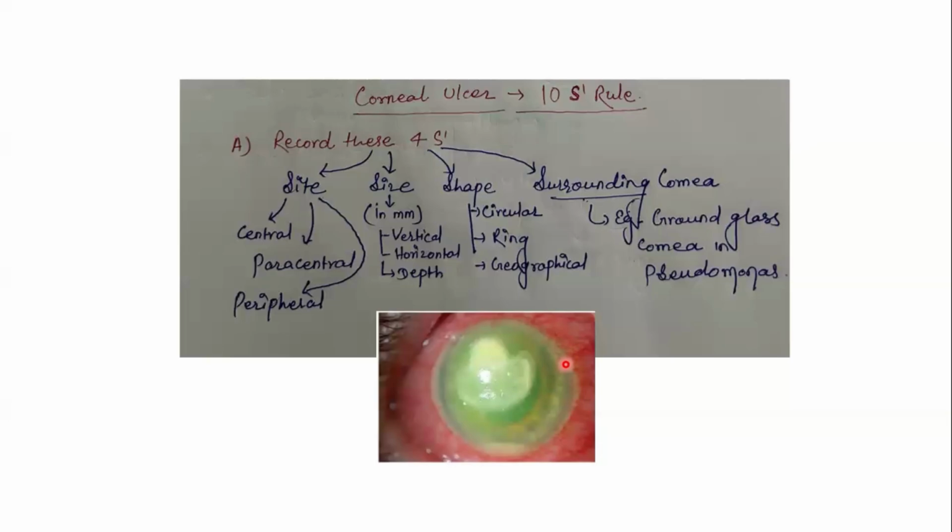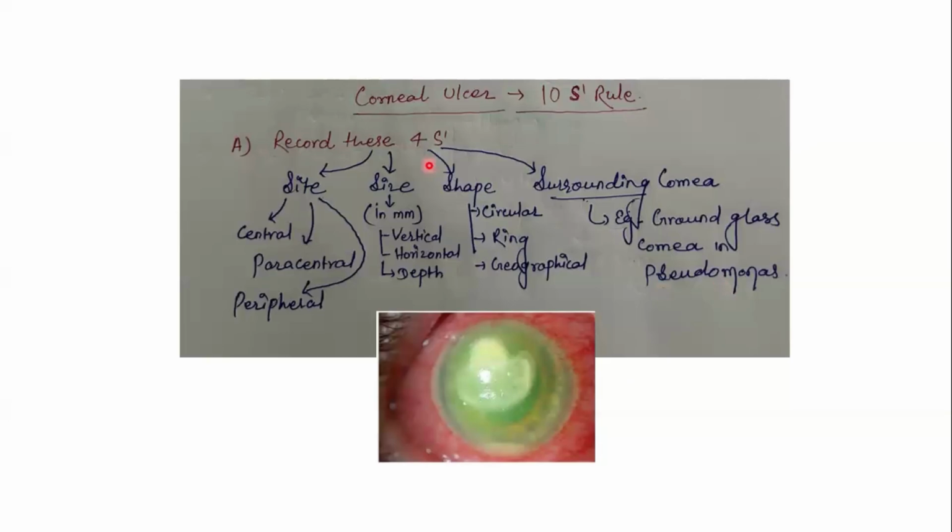And then the third one is the shape. In the shape, you need to see whether the corneal ulcer is circular, ring shaped, or geographical in shape. A circular margin is important in bacterial and fungal ulcers, because in these two entities you will see circular or irregular margins of the corneal ulcer. However, the ring shape ulcer is characteristic of acanthamoeba corneal ulcer, and the geographical ulcer is characteristic of viral or herpetic ulcers.